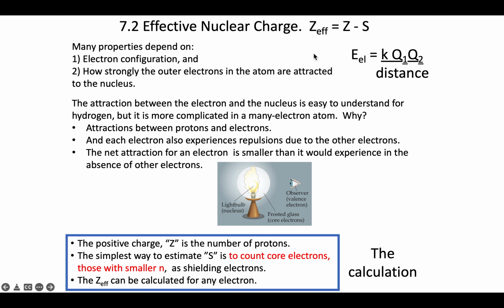In our expression Z effective equals Z minus S, the positive charge, Z, that's the number of protons. You can look to the periodic table for that. And when we're calculating S for the shielding, we're going to count core electrons, those that have a smaller n value than the electron that we're analyzing.